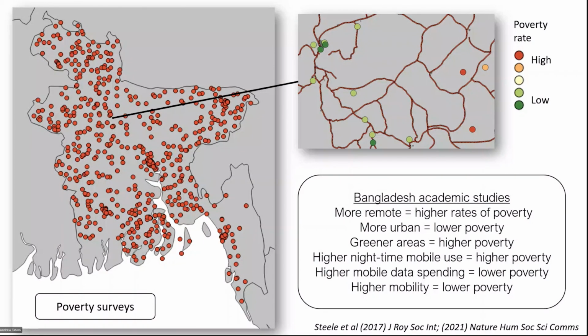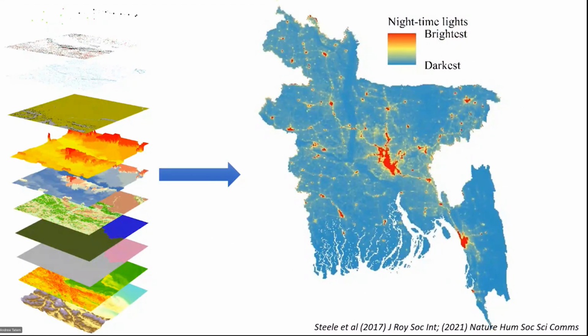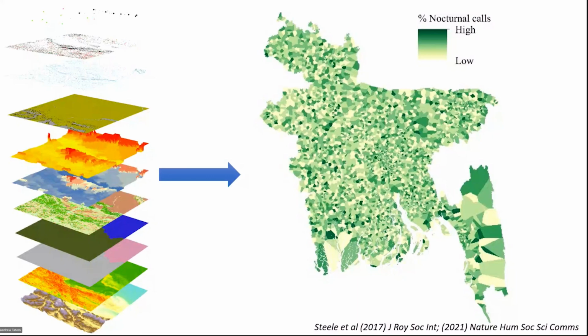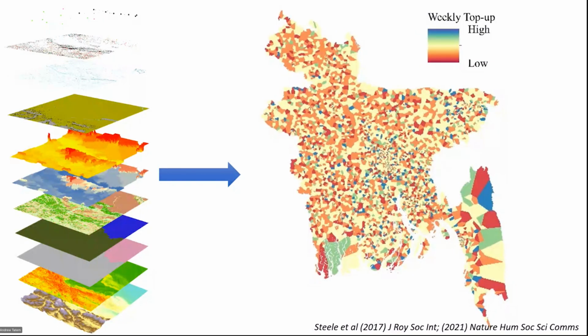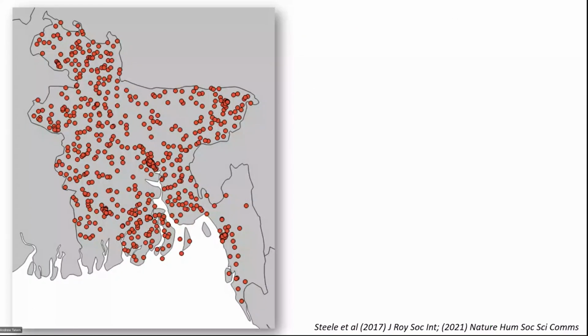Each one, when we have these geospatial data sets that can measure some of these things, can provide us with covariates. So we can measure that remoteness, that distance to roads, or the brightness of nighttime lights to infer rural and urban locations, the amount of vegetation in terms of those more agriculturally driven communities. But also with the mobile data, we can process these kinds of data to look at the percentage of calls that are made at night, the amount spent on weekly top-up, and the amount of mobility that occurs in different locations.